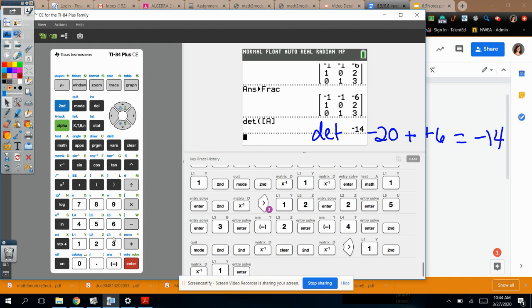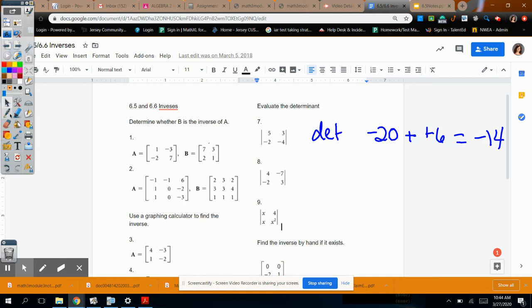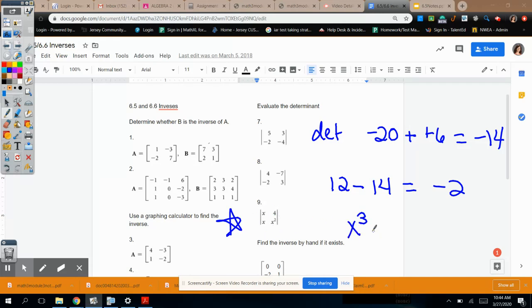Okay, but it's not hard to do by hand. It's actually kind of quicker to do it by hand. So this guy here, you would do AD, which is 12, minus 14, which is negative 2. The determinant is negative 2. This one, you could not use your calculator. You would have to do this by hand, and it would be x cubed minus 4x. Okay, the determinant would be x cubed minus 4x.